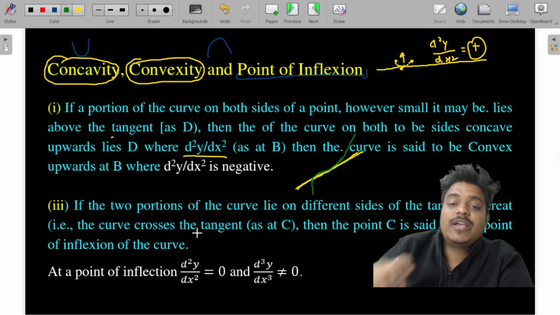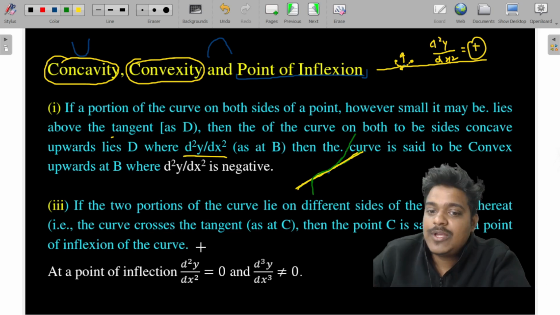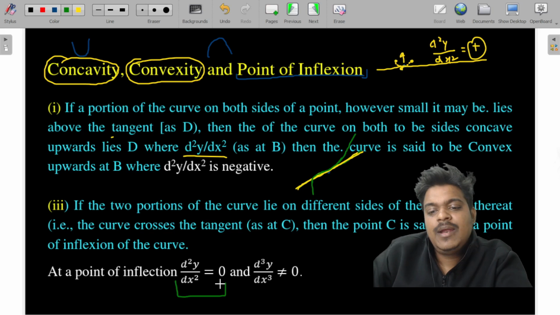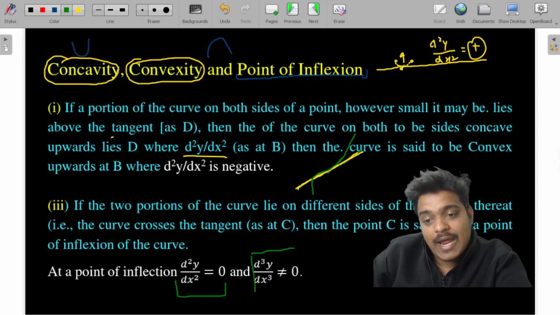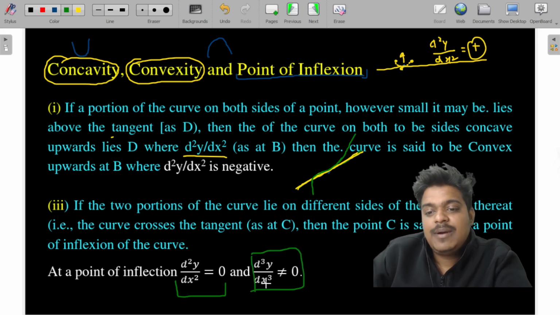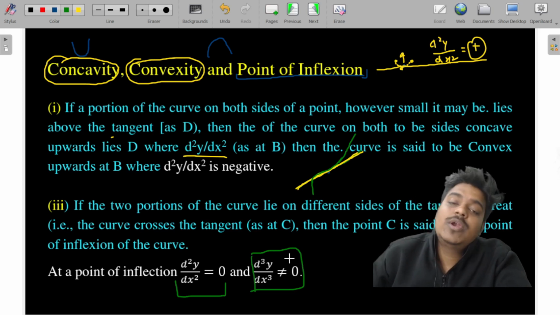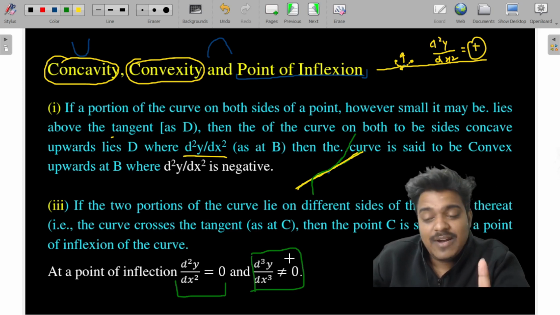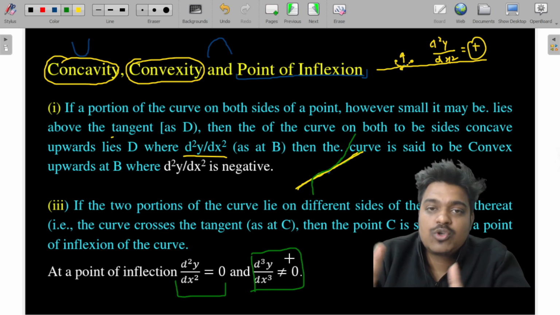And how do you see a point of inflection in the equation? You do d2y by dx square, you get 0, and if you again differentiate it, d3y by dx cube, then you're not getting the value as 0. So that is why it is very important to check whether it is concave upwards.